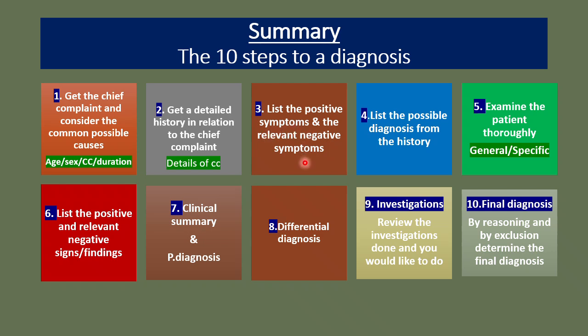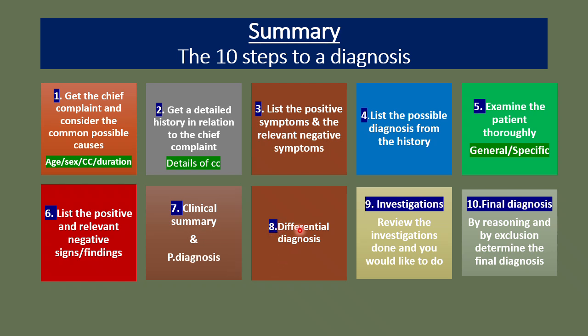This is very important. Fourth is the possible diagnosis from the history. Fifth, examine the patient thoroughly, general as well as specific or localized examination. Step number 6, list the positive and relevant negative signs and symptoms. Step 7, clinical summary and provisional diagnosis.